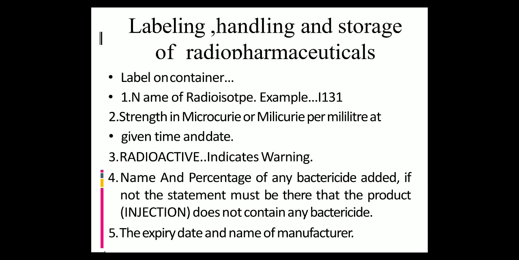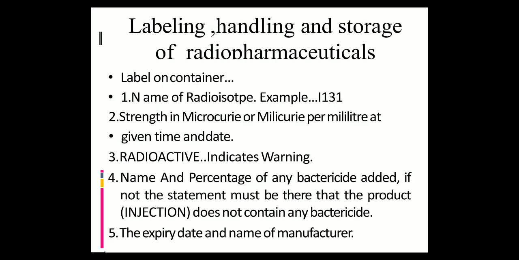Label all on the container. Example: first, what it contains: the name of the radioisotope, for example iodine 131. Another thing, the strength in microcurie or millicurie per milliliter at a given time and date. Third, the word RADIOACTIVE, which indicates a warning. The letters are given in capitals, which indicates that warning.